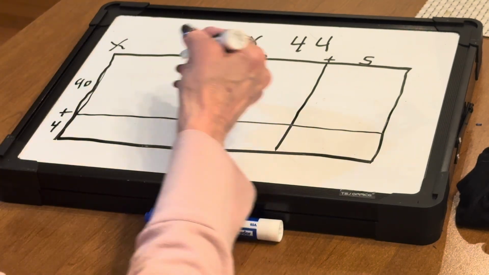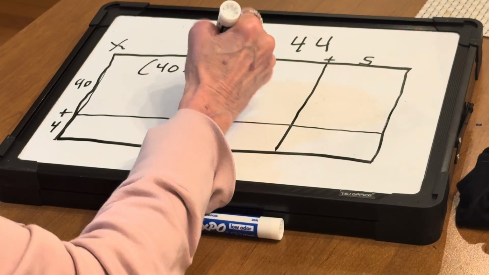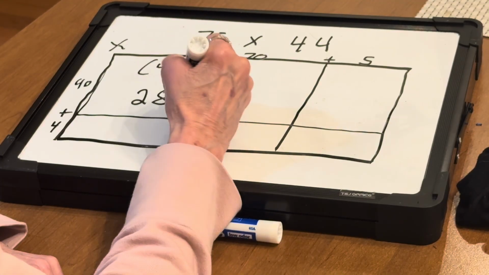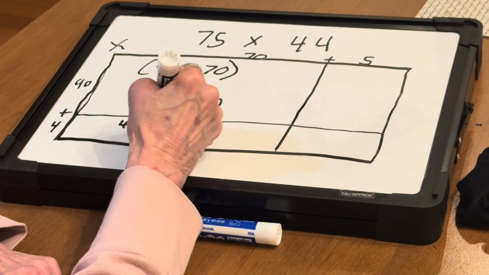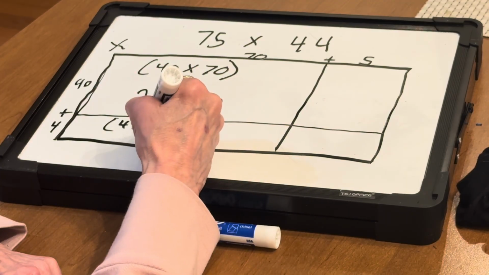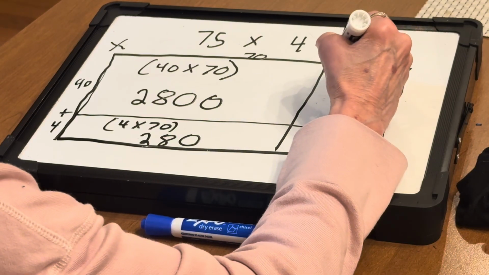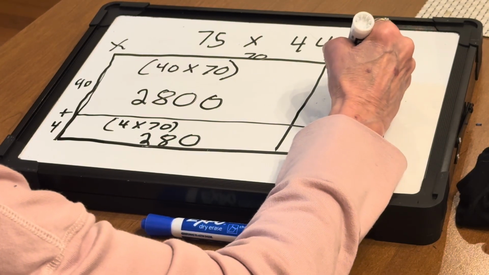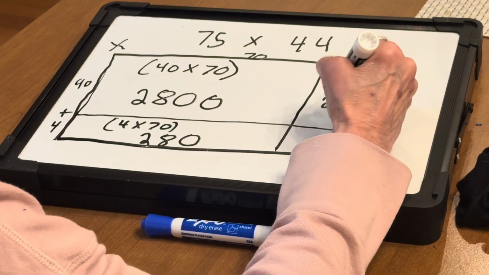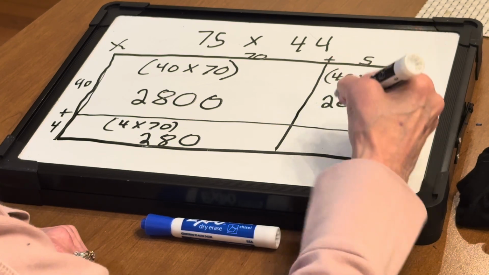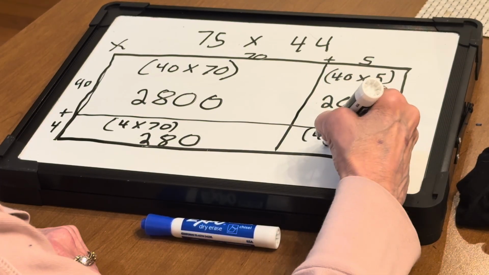Okay, what am I going to put in this first box? 40 times 70. 4 times 7 is 28. I add my 2 zeros. Okay, here I have 4 times 70. Again, 4 times 7 is 28. This time I just have 1 zero. Then over here, I have 40 times 5. So 4 times 5 is 20, and then I have 1 zero. And here I'm going to have 5 times 4, or 4 times 5, and that's 20.